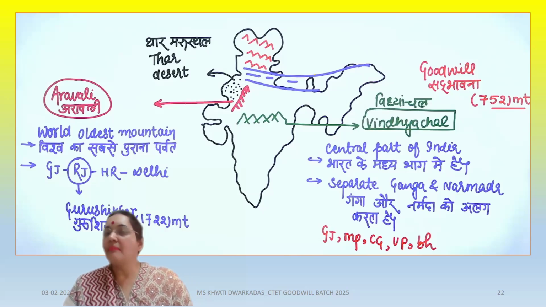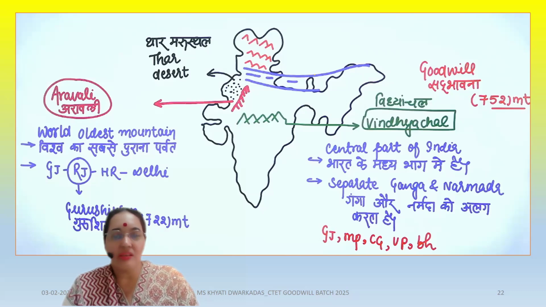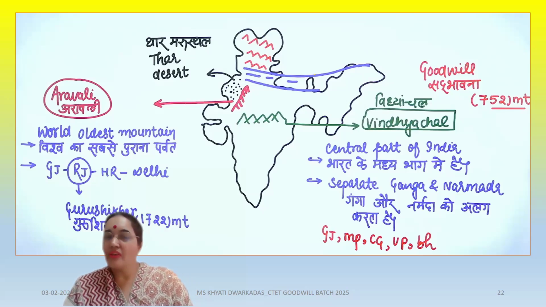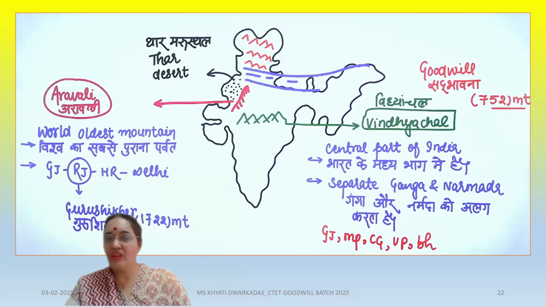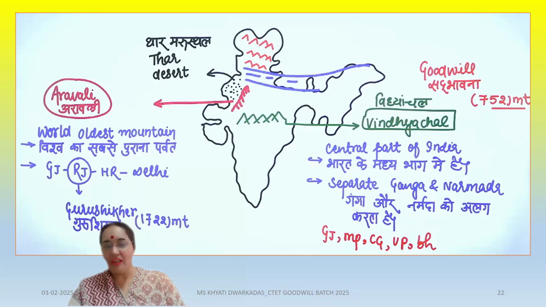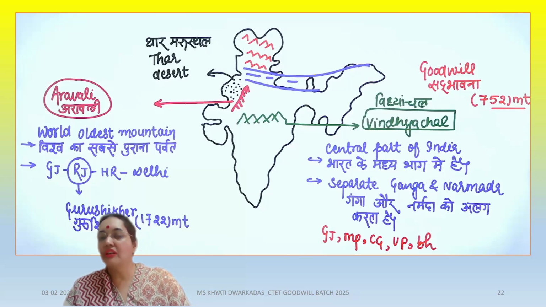Then we have the Vindhya Mountains or Vindhyachal Range as it is called. It is in the central part of India. It separates the Peninsular Plateau and the Central Highlands, as well as the Ganga and the Narmada regions. Above the Vindhya range, you have the river Ganga and its tributaries. Below the Vindhya range, you have river Narmada. And the Vindhya range passes through Gujarat, Madhya Pradesh, Chhattisgarh, Uttar Pradesh, and Bihar.